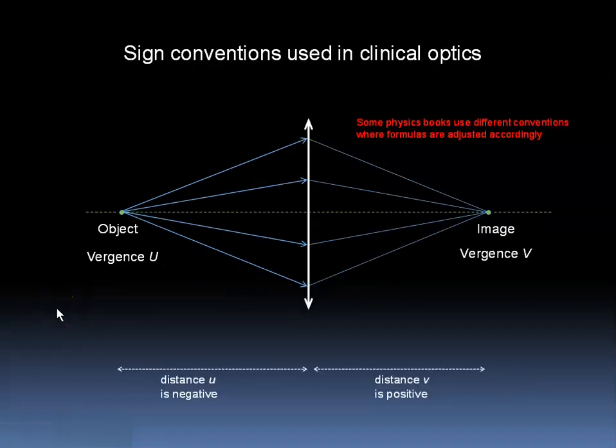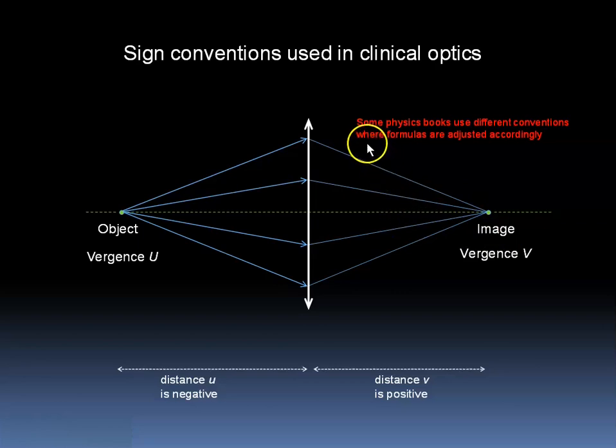The sign conventions used in clinical optics are as follows. In this case, the object is giving off diverging light. Diverging light is considered to have minus vergence. Here we show a lens which has converted that into converging light. Converging light is said to have positive vergence. The distance from an object to any lens is considered a negative number. The distance from a lens to the image is considered a positive number.